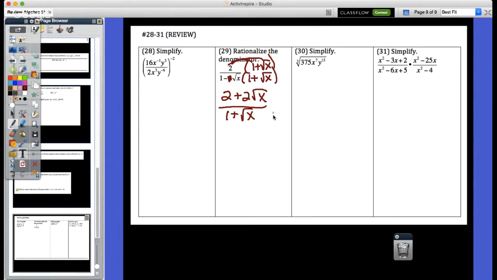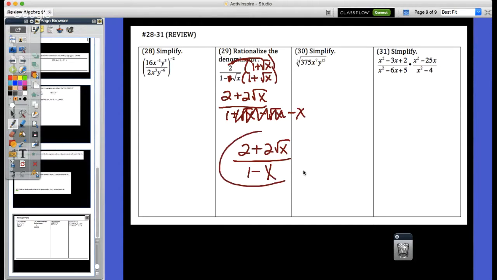Negative root x times 1 would be negative root x, and negative root x times positive root x would be negative x there. So the positive and negative cancel, leaving me, the top would be 2 plus 2 root x all over 1 minus x, and that would just be kept as is. Now, if this was a square root of 3, we would do it the same way. If I had 1 minus square root of 3, I'd multiply by 1 plus square root of 3, with the goal of getting that square root out of the bottom.